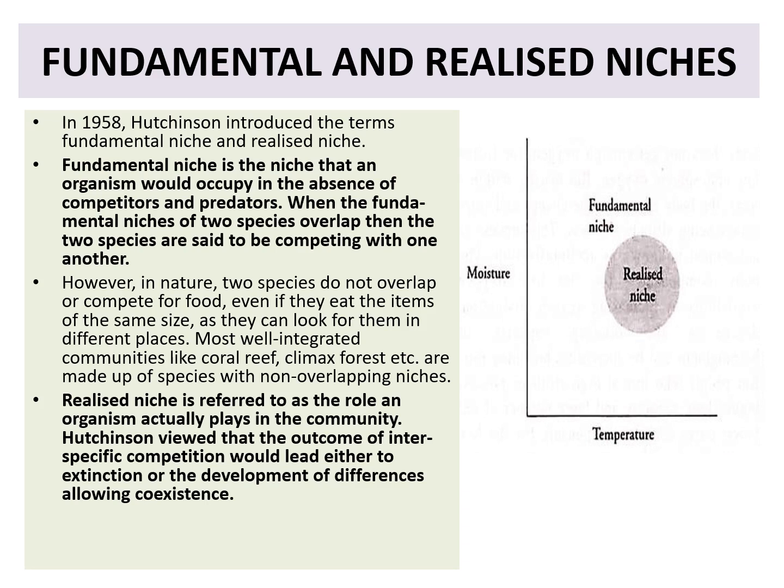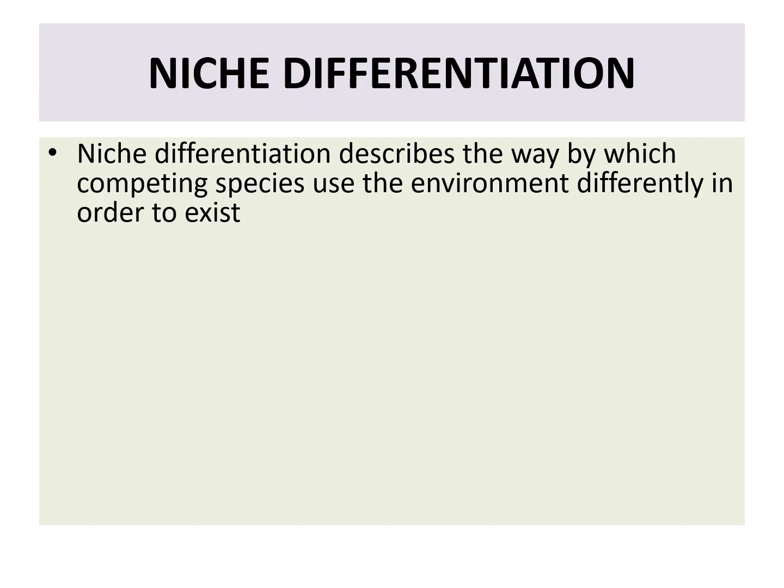Hutchinson viewed that the outcome of interspecific competition would lead either to extinction or to the development of differences, allowing coexistence. So if we consider two factors, moisture and temperature, the whole of the graph represents the fundamental niche, but the realized niche is a very small portion of that fundamental niche, which is actually occupied by the species in the ecosystem. In nature, the realized niche of an organism is smaller than the fundamental niche.